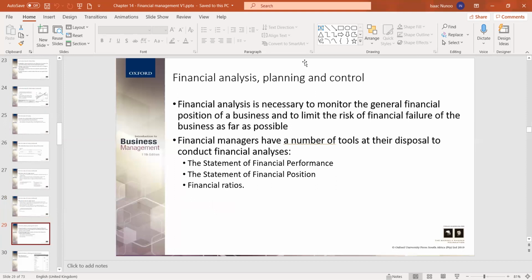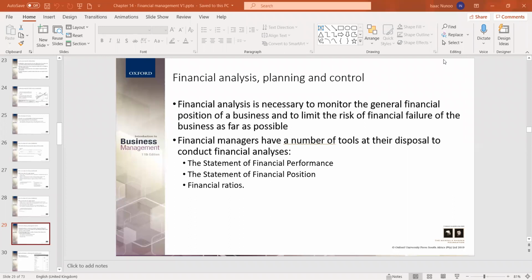So we continue our analysis, and now we are looking at financial analysis, planning, and control. So what is financial analysis? It is necessary to monitor the general financial position of a business to limit the risk of financial failure of the business as far as possible. In terms of how to do financial analysis, we use a number of tools, which include the statement of financial performance, the statement of financial position, and the financial ratios.